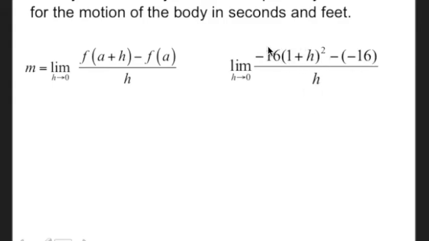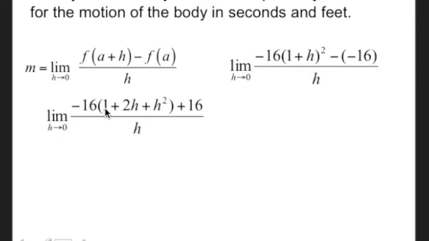And now we're going to have to FOIL out this first expression in the numerator. So I've got negative 16 times 1 plus 2h plus h squared, plus 16. If I distribute the negative 16, I'll get negative 16, negative 32h, and negative 16h squared. So I get negative 16 and positive 16. Those are going to cancel. I'm going to be left with the negative 32h minus 16h squared.